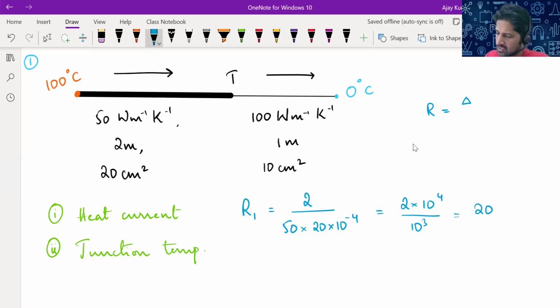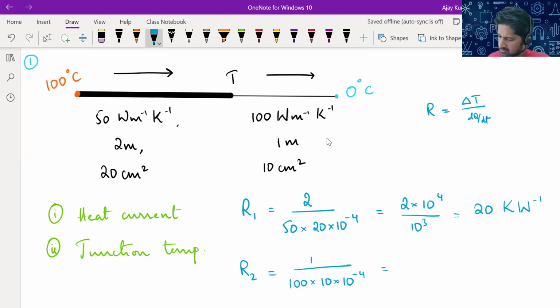In case of heat, it will be temperature difference divided by the heat current. Temperature difference will be in Kelvin. Heat current will be in watts. So you can write this as Kelvin per watts. So that's the thermal resistance of the first part. Similarly, thermal resistance of the second rod, if you see, length is 1 meter divided by conductivity is 100. And then area of cross section is 10 centimeter square. So 10 into 10 power minus 4. So denominator becomes 10 power minus 1. So effectively it is 10 Kelvin per watt.